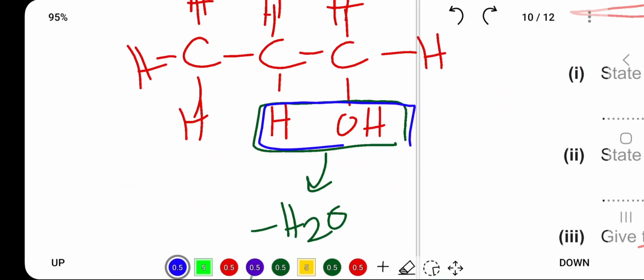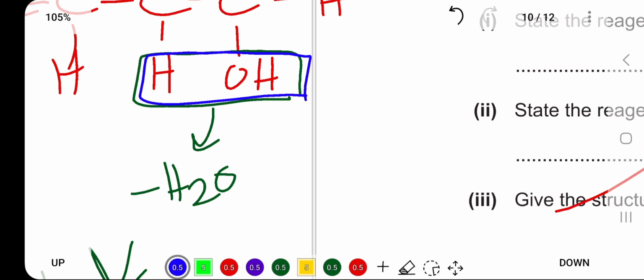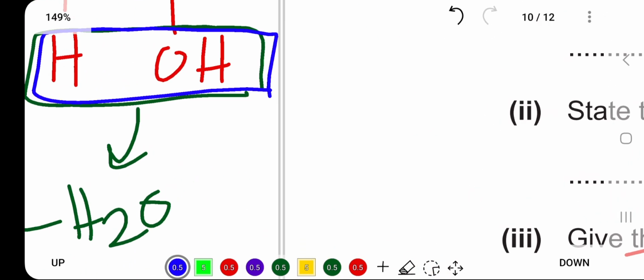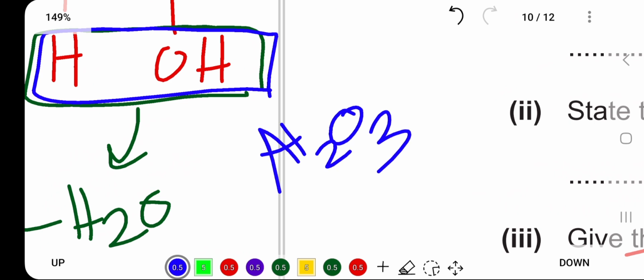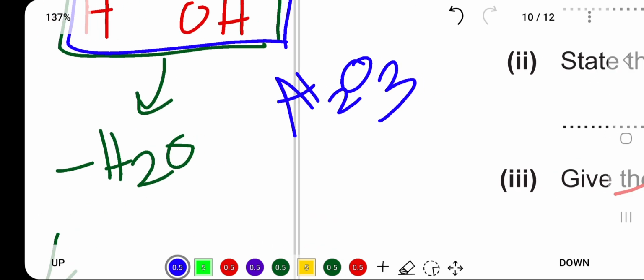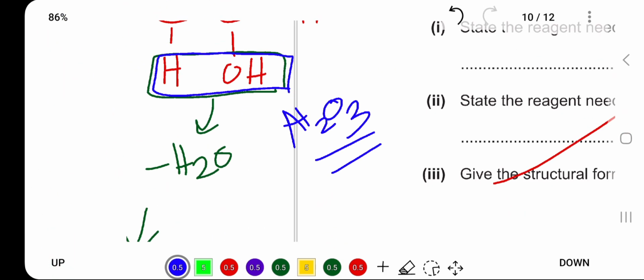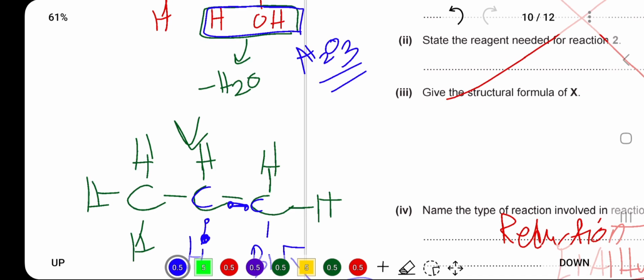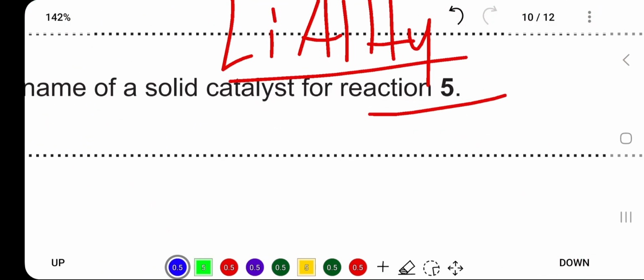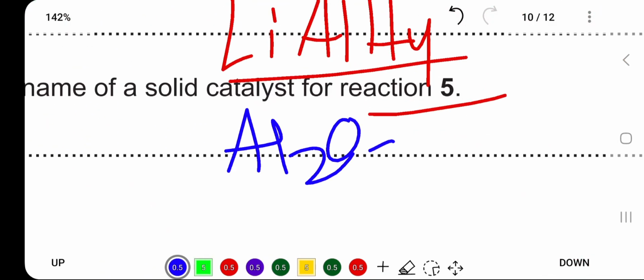Great. It is removing the water, so we need a dehydrating agent. Al2O3 or concentrated sulfuric acid is a dehydrating agent, but in this case they said Al2O3. Al2O3 is actually very well known to be a dehydrating agent to remove H2O, so write it down. Al2O3.